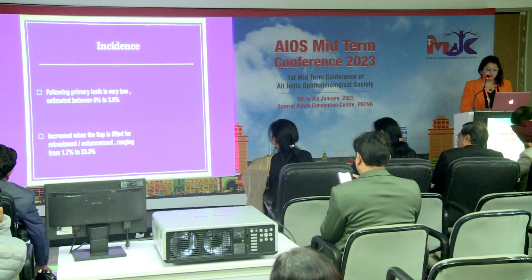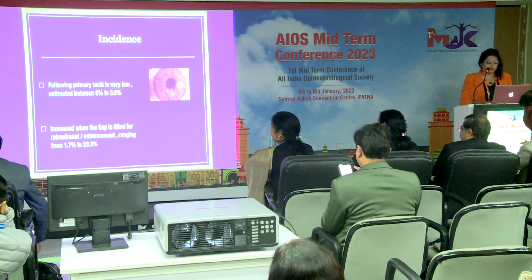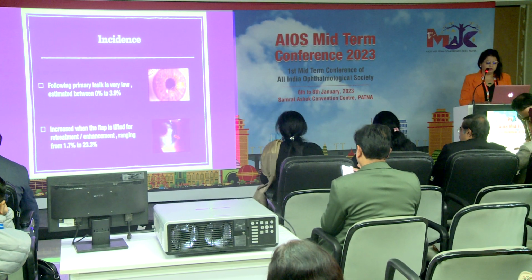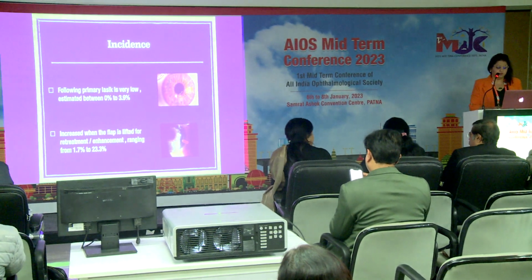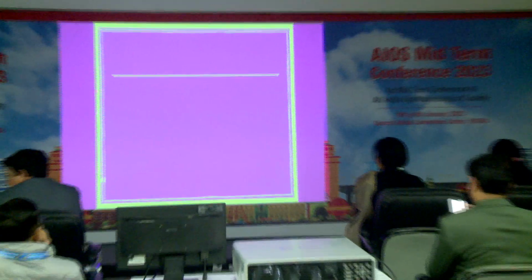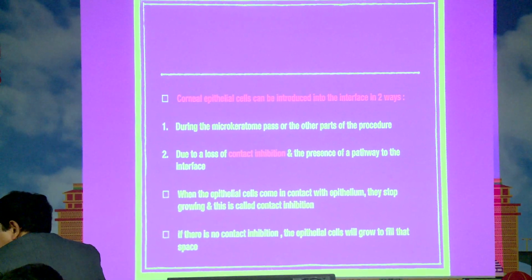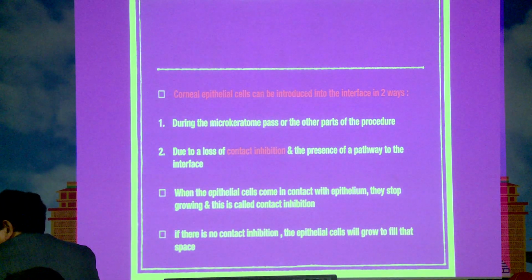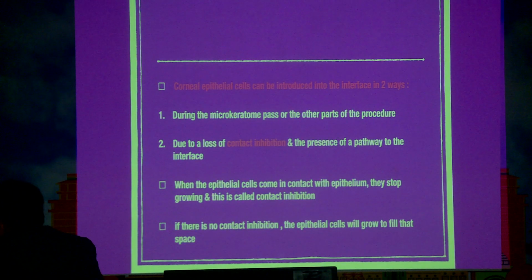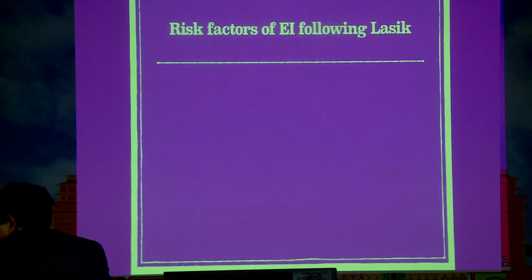The incidence following primary LASIK is very low, estimated between 0% to 3.9%, and it is increased when the flap is lifted for retreatment or enhancement, ranging from 1.7% to 23.3%. The corneal epithelial cells can be introduced into the interface in two ways. Firstly, during the microkeratome pass or other parts of the procedure, and secondly, due to a loss of contact inhibition and the presence of a pathway to the interface.